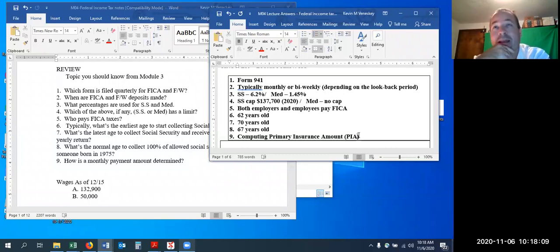And then, well, not 90, you take 90% of the first so much money, and then you take, I don't know what the percentages were, but there were 3 steps. I don't have those memorized.